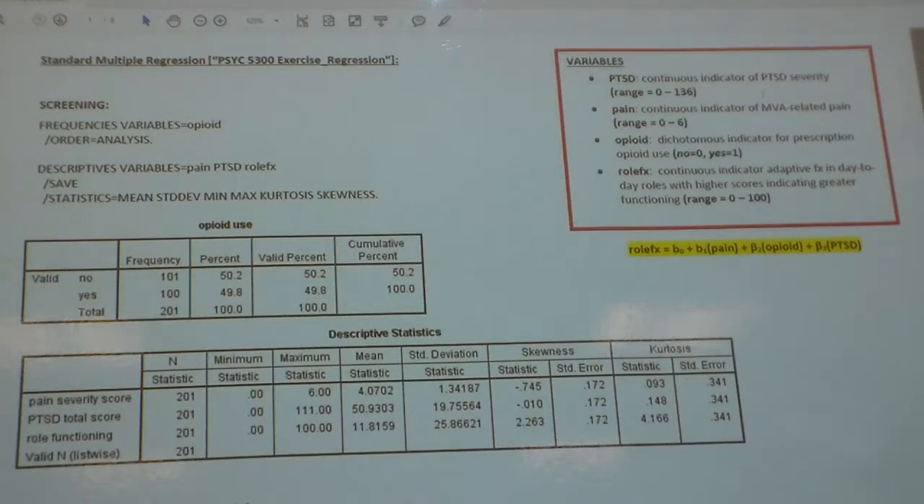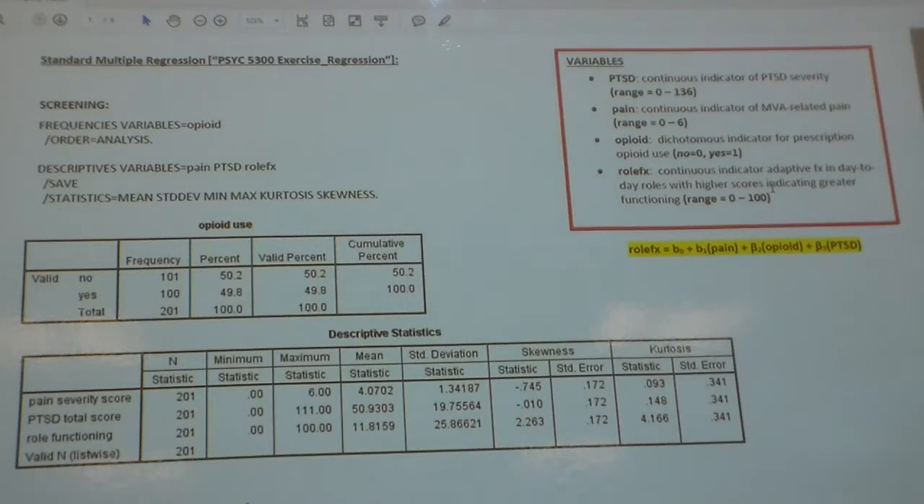So what we were going through, we're looking at a model here where we're predicting, and these are data pulled from car accident survivors from the community who are struggling with some anxiety-related stuff. And what we want to do is see to what extent severity of pain, right? Physical pain, opiate use, and PTSD are uniquely related to overall role functioning, right?